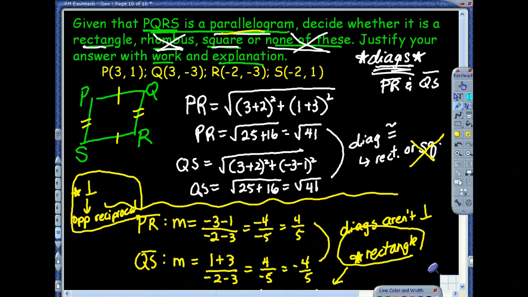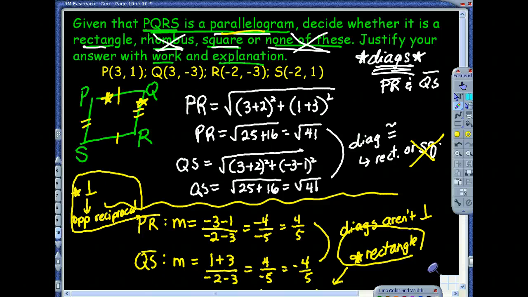So you could find the consecutive sides, and what she means by consecutive are the ones right next to each other, the adjacent sides. If you find out these sides, like PQ and QR, how long those are, that would narrow it down. Is it a rhombus or a square? Because maybe the sides are congruent. If not, then it's a rectangle.